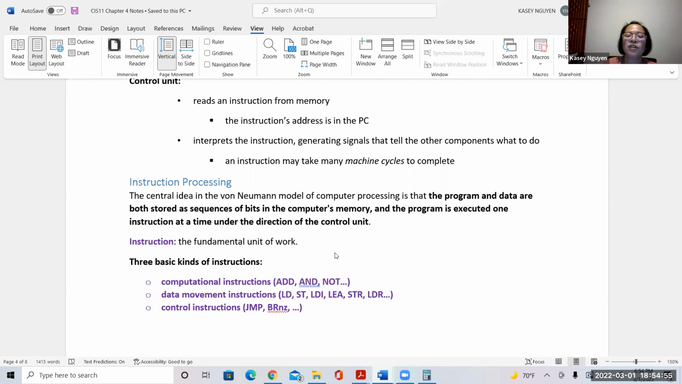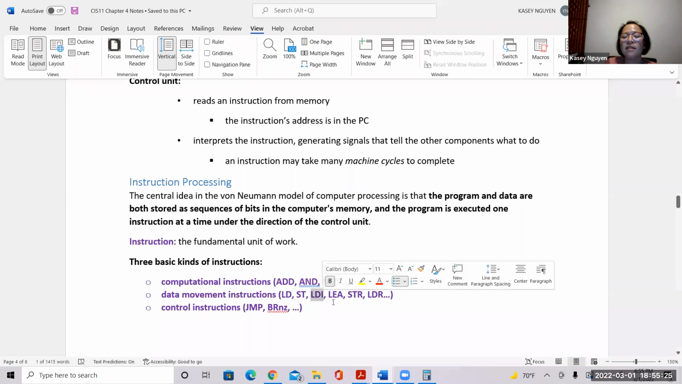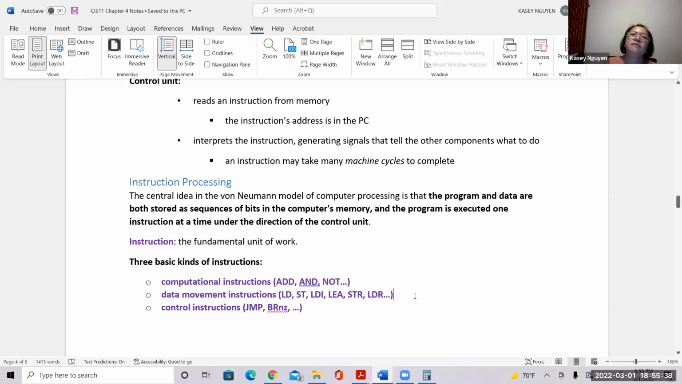So the three basic kinds of instructions that we see. Computational instructions, that would be add and not. In other languages we would see or, but for us in LC3 we would see add and not, your operators, and add, because it only adds. Your data movement instructions: we would load, store, and in LC3 we would load indirect, load effective address, store to register, and load to register. We will expand more on this in the next couple of weeks too. You will know the specifics.